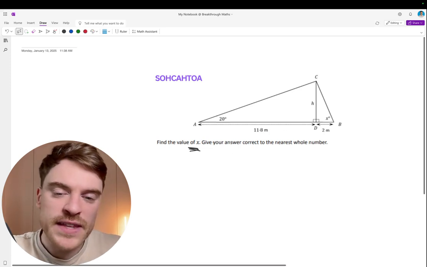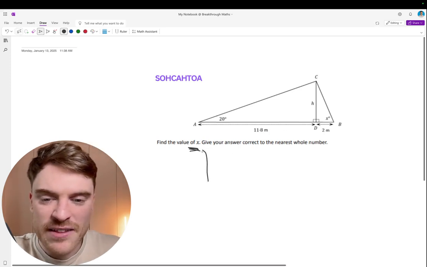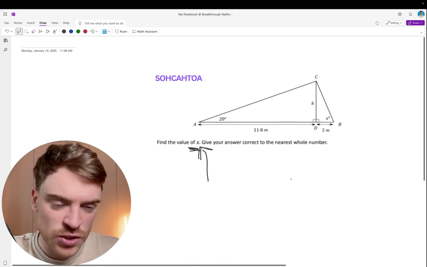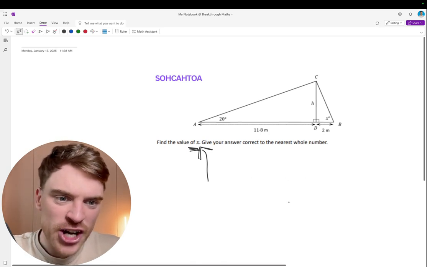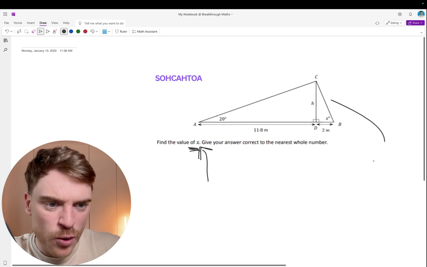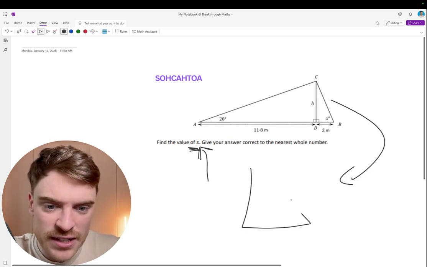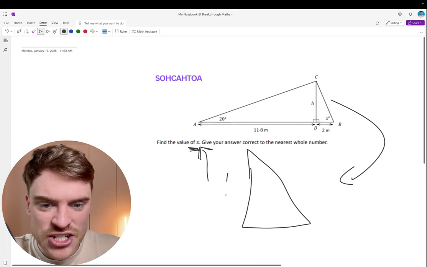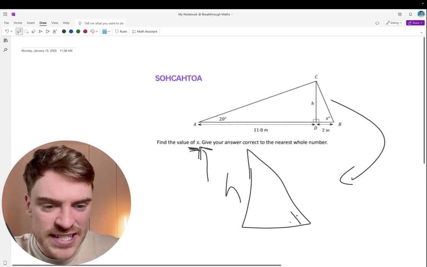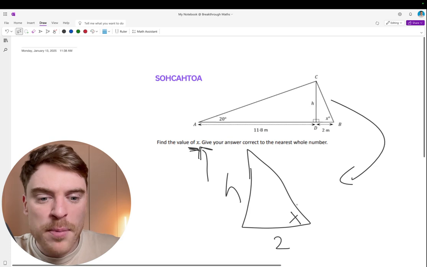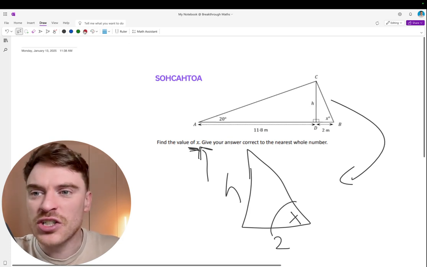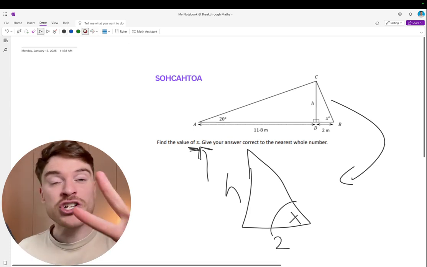SOHCAHTOA. Now, look at this little question here. It's all about finding the value of x, right? So we have a little triangle here. See this one here? If I pull this out, now you should draw along with this in the question. So you should have drawn a little triangle, and there's your h, and there's your x degrees, and you have 2. Now, the problem here is you can't just use SOHCAHTOA yet because you have 2 unknowns.